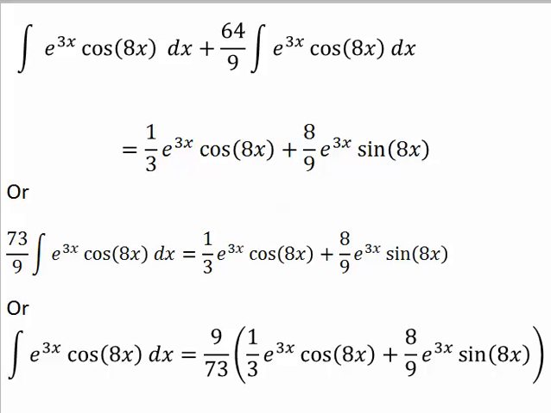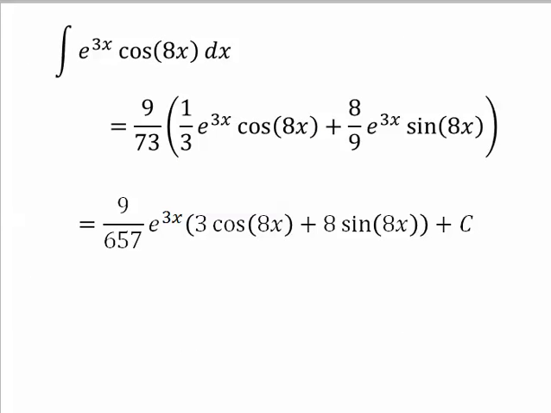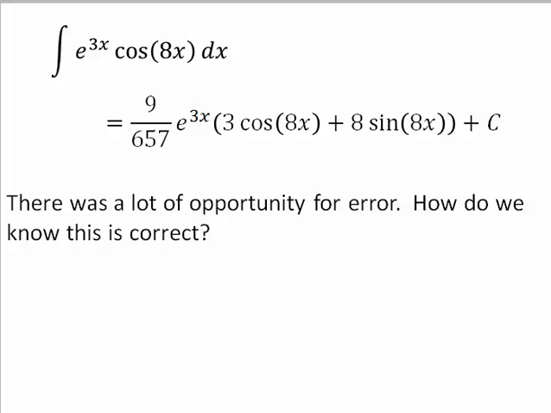Just a little more cleanup. I'm going to get a common denominator inside of the parentheses. And then after getting a common denominator, I'm going to pull that denominator out and multiply it by 73. There was a lot of opportunity for error. So how do we know this is correct?